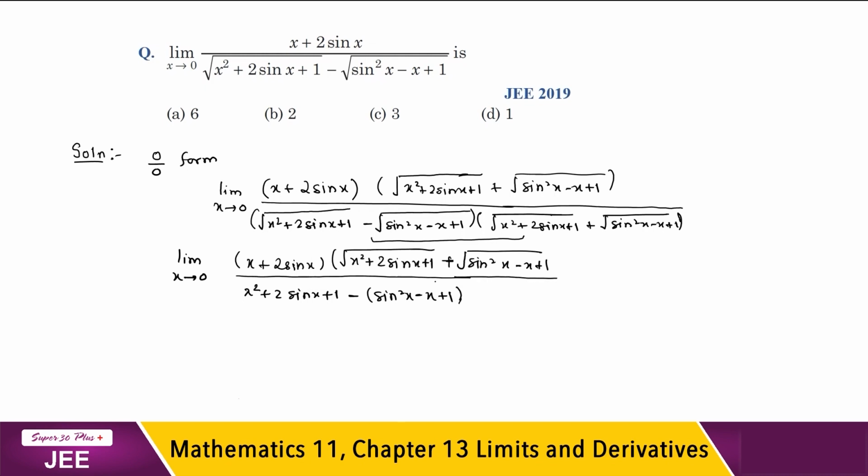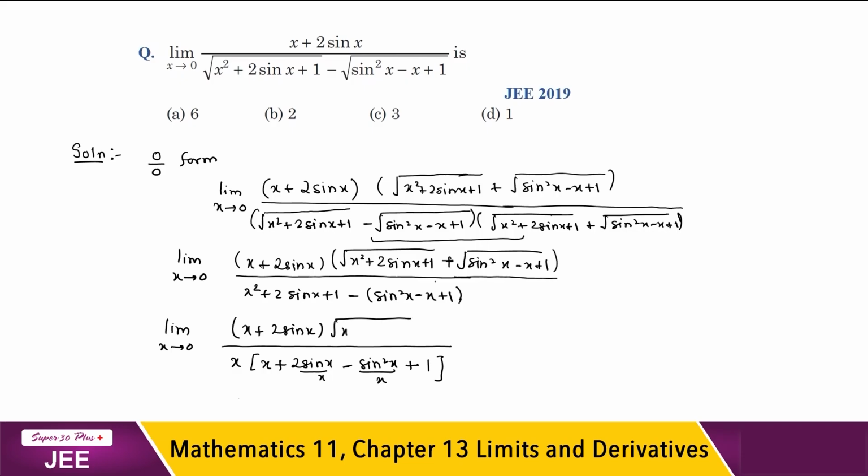So now we are having limit x tends to 0. In denominator we can have x as common from all the terms. So we are left with 1x over here and this term becomes 2 sin x by x, and then we have minus sin square x divided by x and plus x divided by x will be equal to what? 1. And in numerator we have x plus 2 sin x multiplied by these two terms as it is.